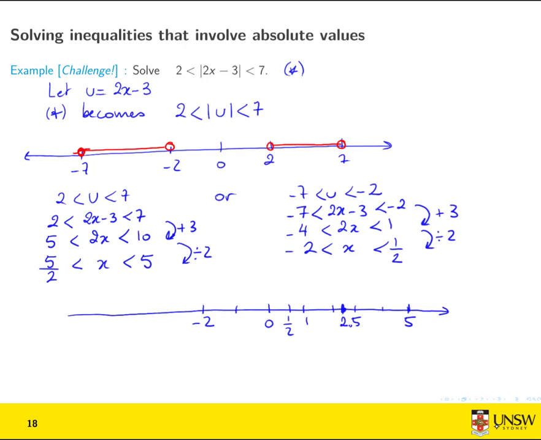All the numbers between 5 on 2 and 5. So all these numbers are solution. And also all the numbers between negative 2 and a half. So that can be a way to represent the solutions. And of course, an alternative way is to use interval notation. So that would be all the numbers between negative 2 and a half, and all the numbers between 2.5 and 5.